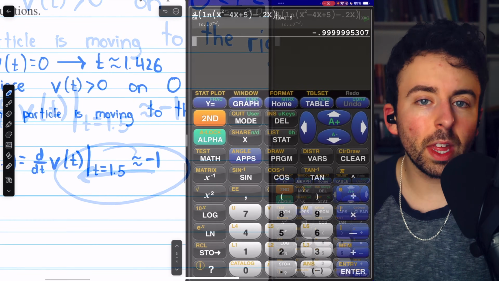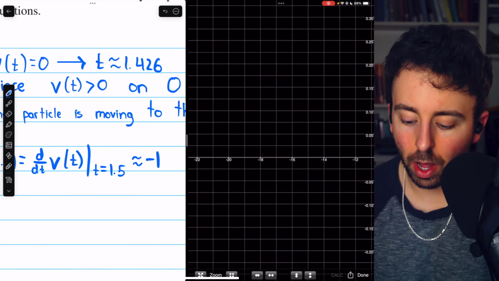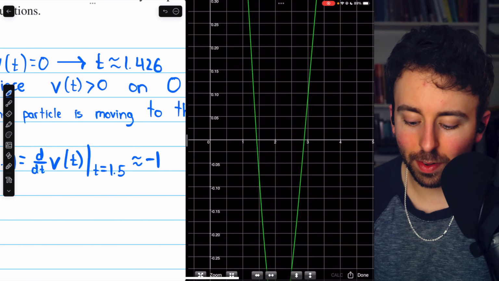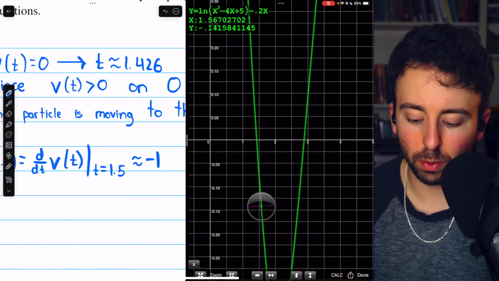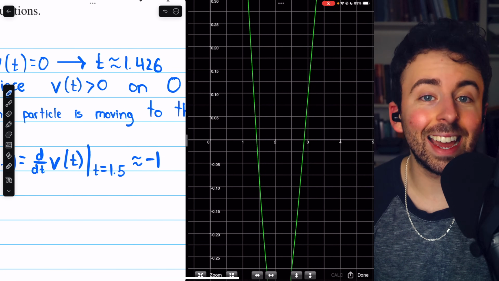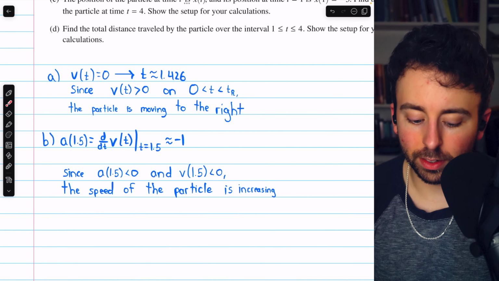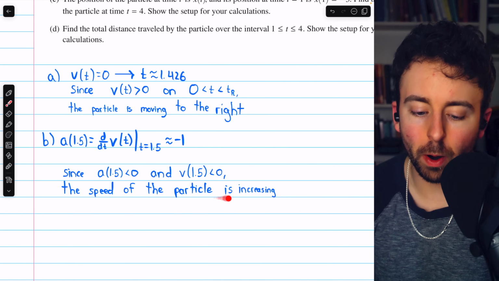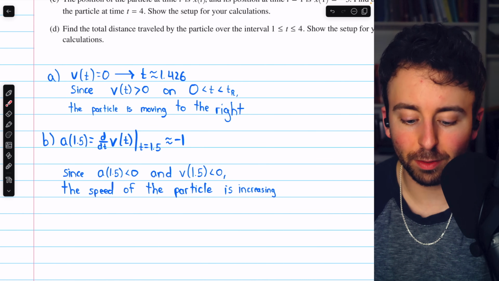So then what is the sign of the velocity function at t equals 1.5? Well, going back to our graph, we can see that at time t equals 1.5, the velocity is actually negative. That's right around here when x is around 1.5 on the graph, and we see that it is negative. So the velocity and acceleration are both negative, hence the speed is increasing. And there is our answer. Since the acceleration and the velocity at this time are negative, the speed of the particle is increasing. It's moving to the left, and it's doing so at an increasingly fast rate.